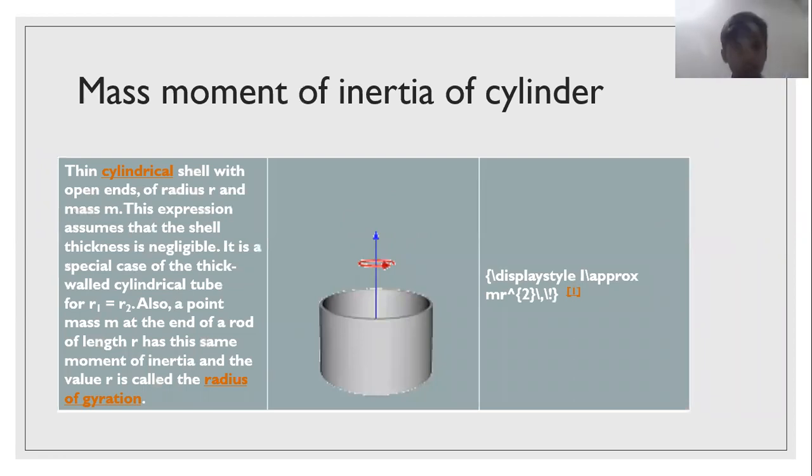Mass moment of inertia of a cylinder. A thin cylindrical shell with open ends of radius r and mass m. This expression assumes that the shell thickness is negligible. It is a special case of the thick-walled cylindrical tube for R1 equals R2. Also, a point mass m at the end of a rod of length r has this same moment of inertia, and the value r is called the radius of gyration. I is equal to mr square.